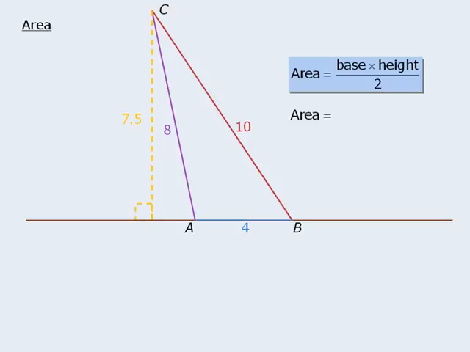So to find the area of the triangle, we will multiply the base 4 by the height 7.5 and divide by 2 to get an area of 15. Please note that we have now calculated the area using two different bases, and both times we got an area of 15. Now, of course, this should not be a surprise, since we were finding the area of the same triangle in both instances. Okay, so that's how you find the area of a triangle.